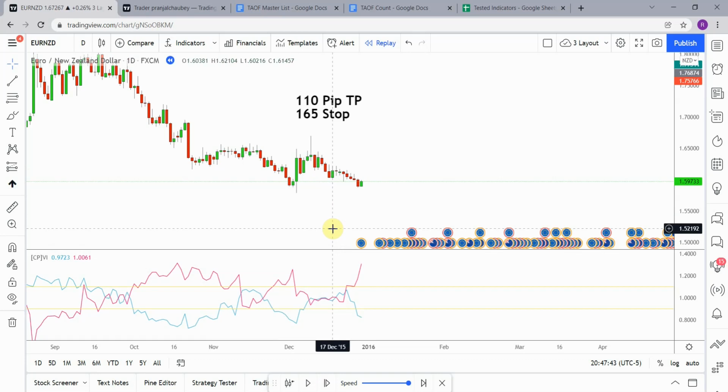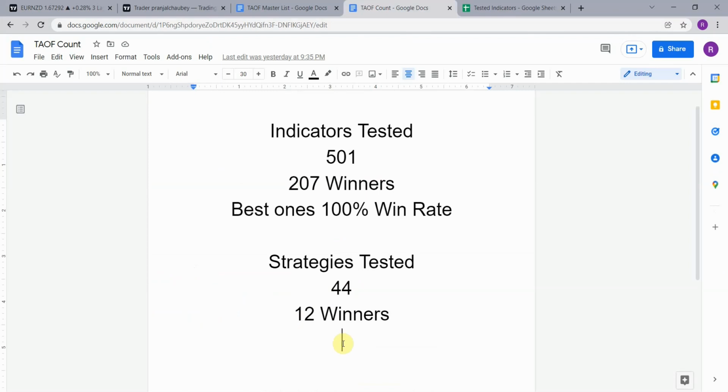Alright, as I said, today we will be testing the Vortex indicator with filter bands. Before we do though, I wanted to put the testing scoreboard up for everyone to see. So to date, we have tested a total of 44 different strategies, with 12 of them being winners. We have also tested a total of 501 indicators, with 207 of them being winners. The best ones so far were able to achieve a 100% win rate.